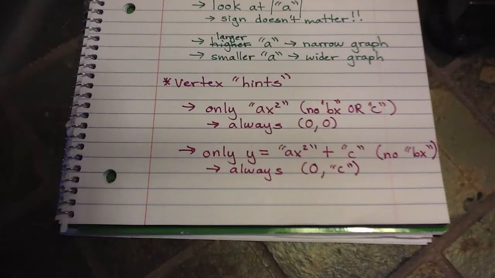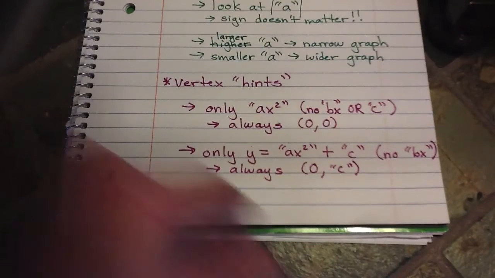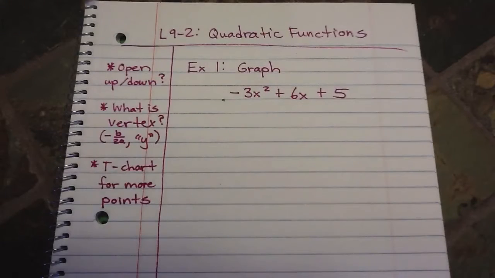Okay, lesson 9.2, which I'm about to go into right now, is when we start getting the b's included in these quadratics, and that's when finding your vertex gets a little more difficult. Go ahead and write this down, and when you're ready, we'll start lesson 9.2's notes. Hit play. Here's example 1 on lesson 9.2.